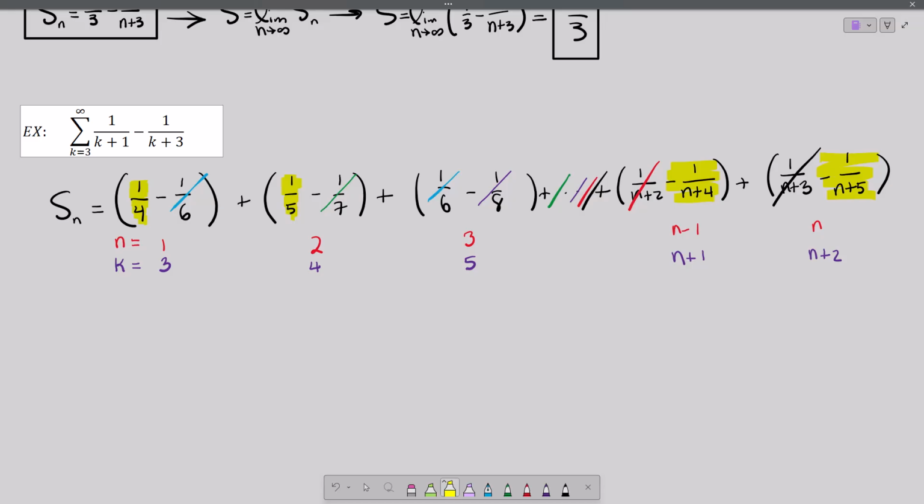So we have a total of 4 terms for S sub n. So S sub n is going to be 1/4 plus 1/5 minus 1 over n plus 4 minus 1 over n plus 5. So that's S sub n.